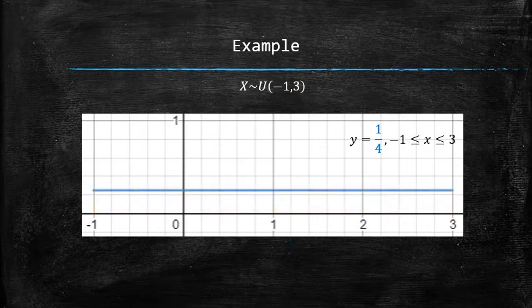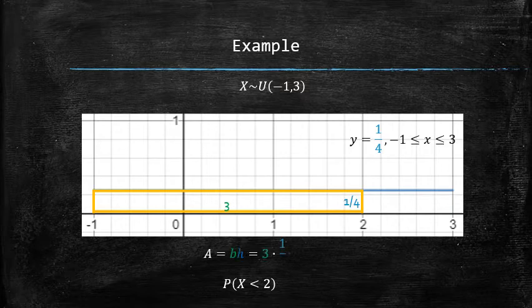Let's find the probability of x being equal to 2. As we previously discussed, the probability of a continuous random variable being equal to a single value is equal to 0. To find the probability that x is less than 2, we will look for the area under the curve between -1 and 2. This region is a rectangle with the base 3 and the height 1/4. The area can be found using the formula for the area of a rectangle and is equal to 0.75 or 75%.